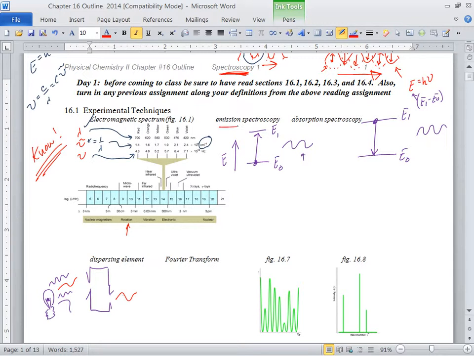By the way, if we're talking about absorption and emission spectroscopy, that's pretty much all in the visible and UV, ultraviolet. Why is that? Because we're talking about electronic transitions. If we're talking about emission and absorption spectroscopy, we're really talking about electronic transitions. That all falls in the visible and the ultraviolet.